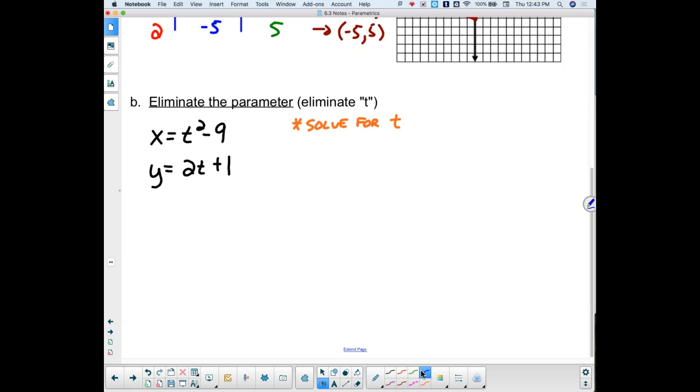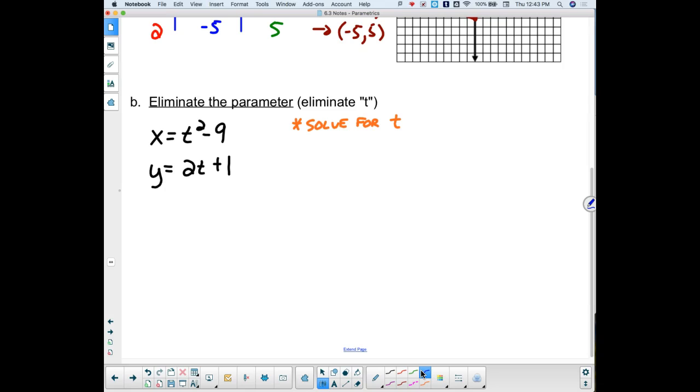I was thinking I would add 9 to both sides. Okay, and square root, and then you'd have the square root of x plus 9. Okay. Walk me through the other one. Subtract 1 and divide by 2. Which one's easier? Probably the y one because you don't have to deal with the square root.